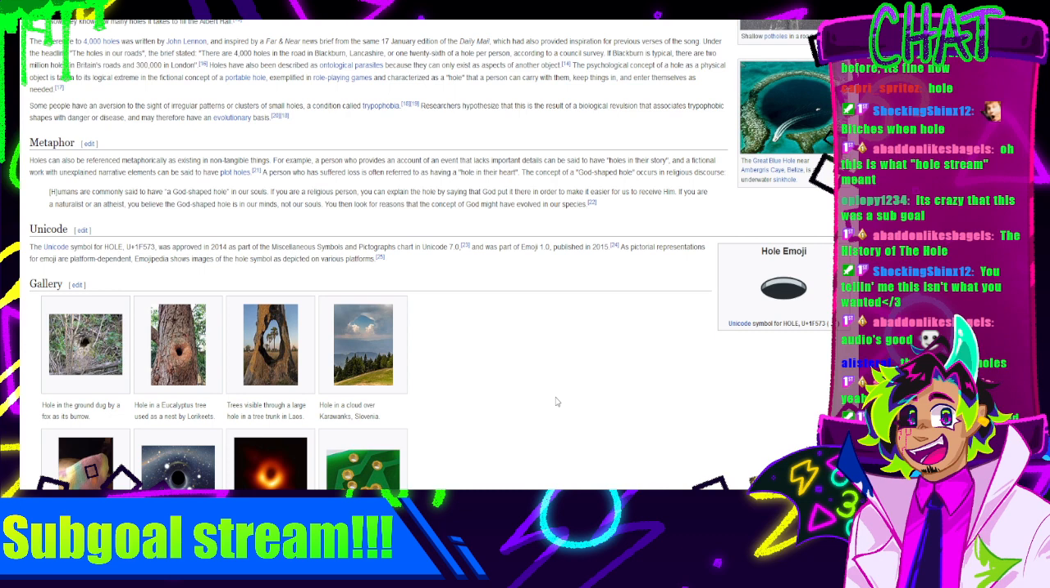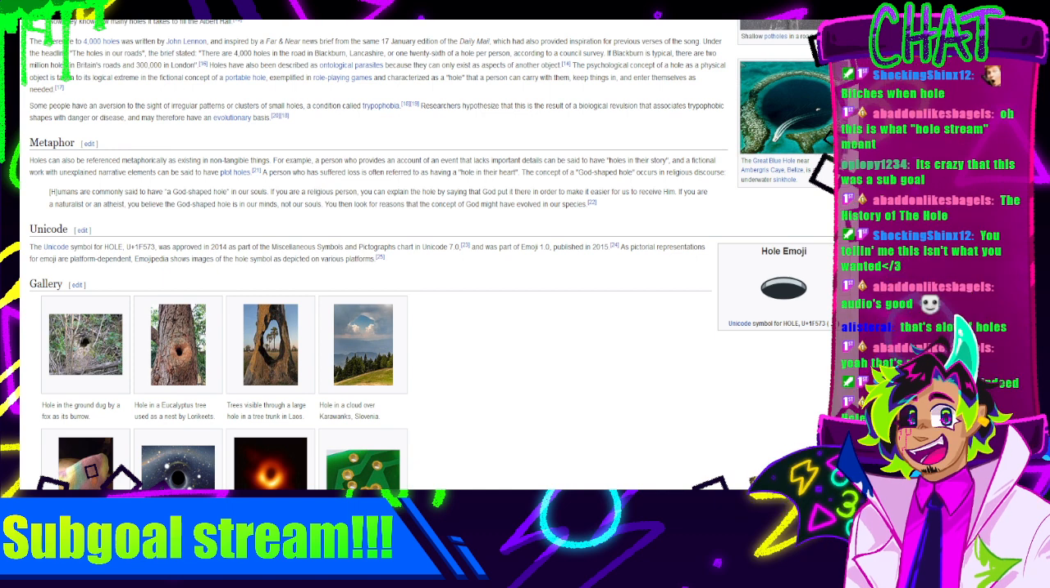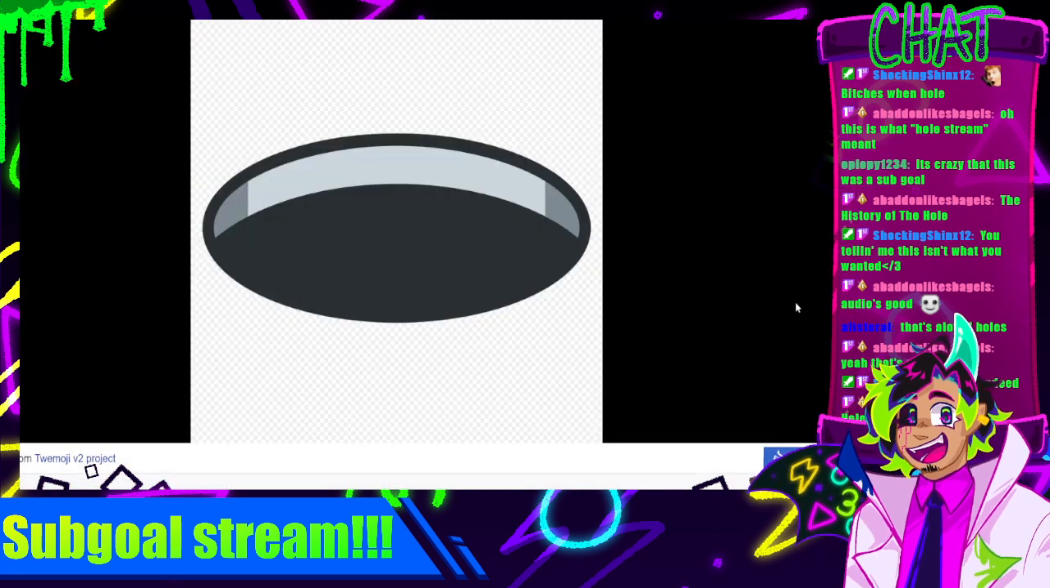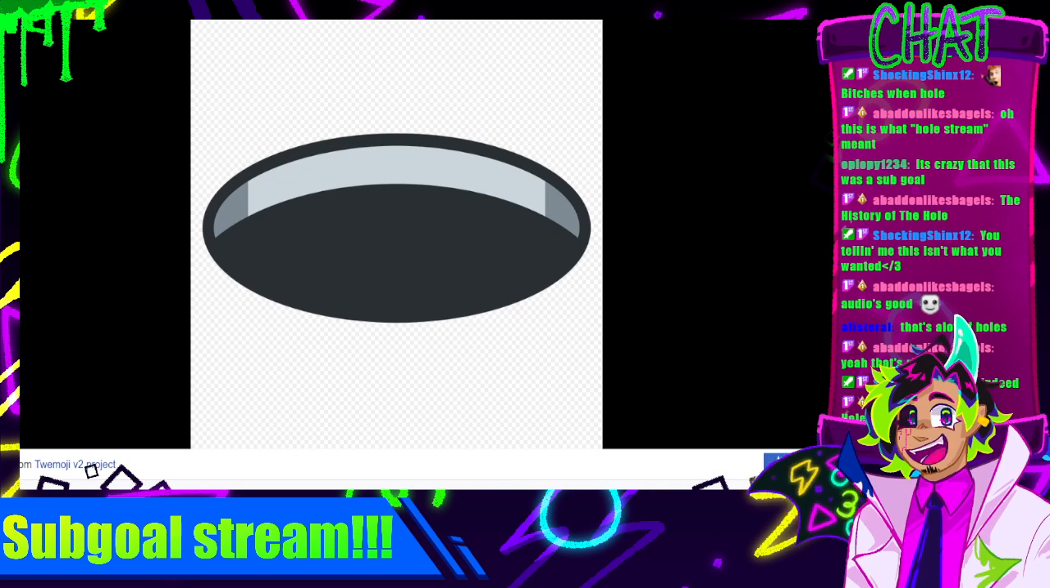Unicode. The Unicode symbol for hole, U+15, was approved in 2014 as part of the miscellaneous symbol and pictographs chart in Unicode 7.0 and was part of Emoji 1.0 published in 2015. As pictorial representations for emoji are platform dependent, Emojipedia shows images of the hole symbol as depicted on various platforms. This is a hole. That's a hole. That's a lot of holes.